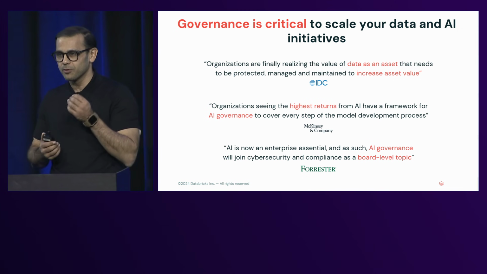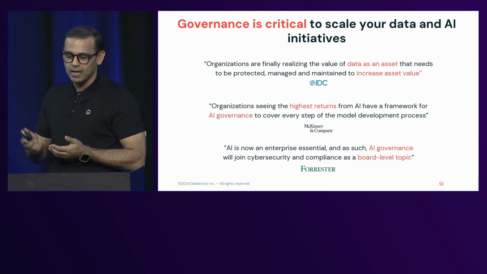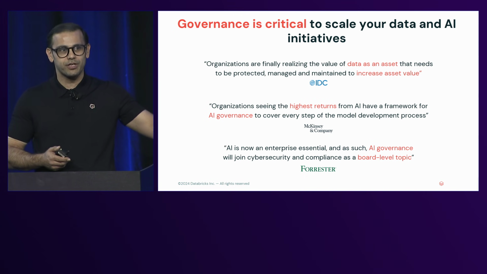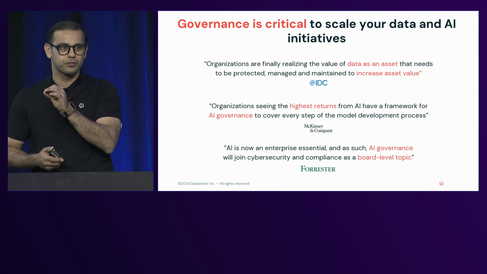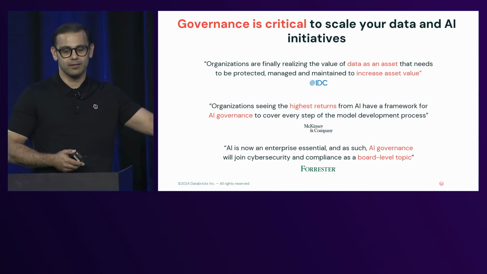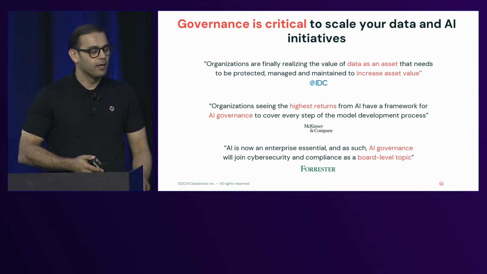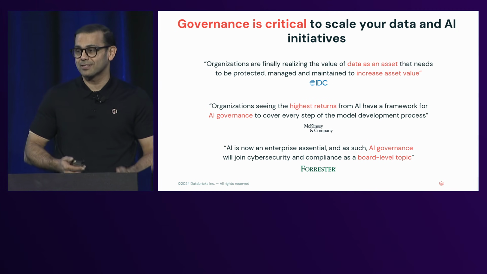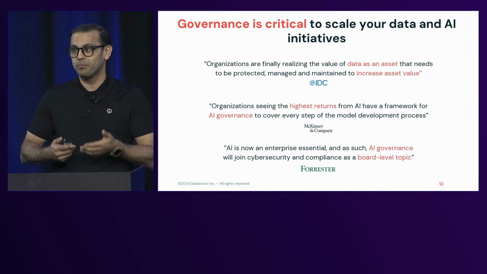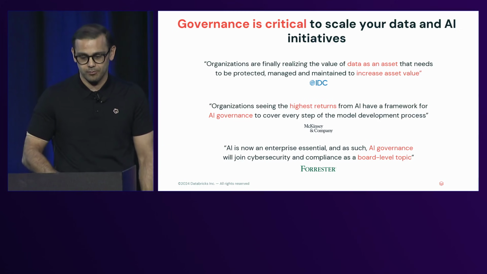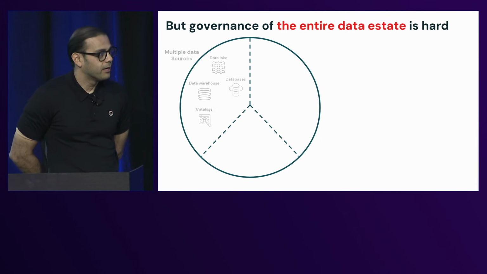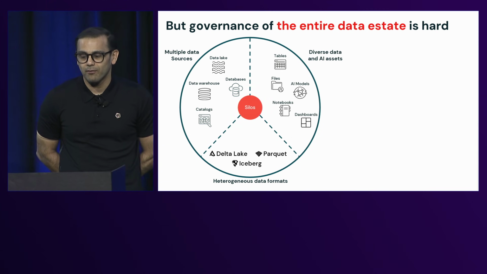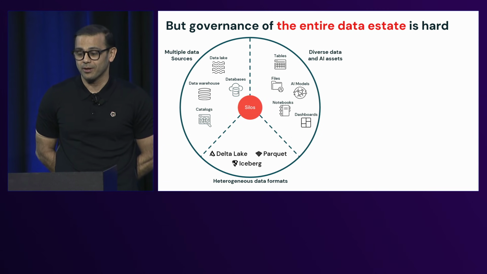But the foundational principles of governance, things like accountability, compliance, quality, transparency, et cetera, were all traditionally extremely important and essential for data management. They now extend to artificial intelligence, and this is becoming a really top-level topic at most companies. For example, Forrester predicts that AI governance is now the next big board-level topic at most organizations. Now, everybody understands the importance of this, but governance of the data estate is practically very difficult.